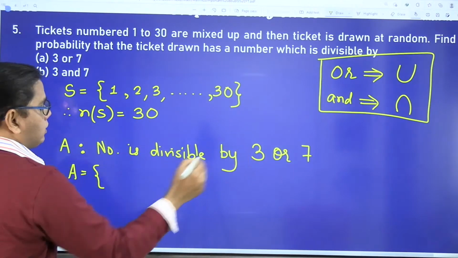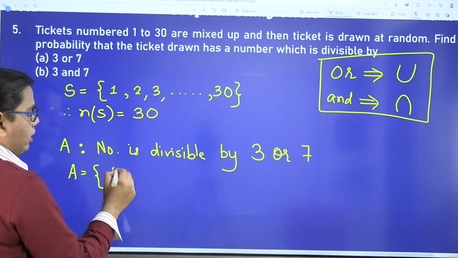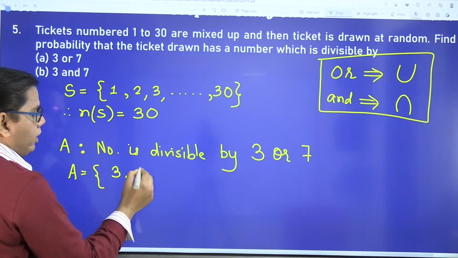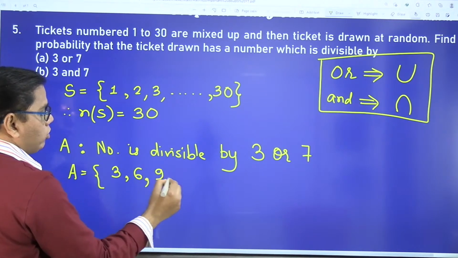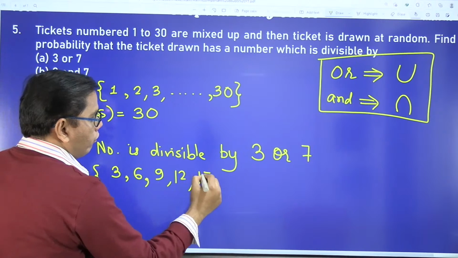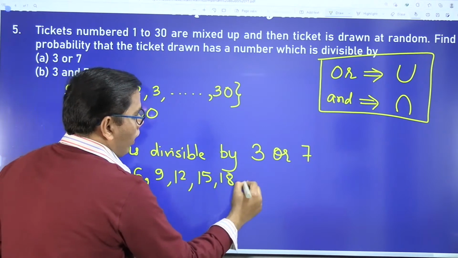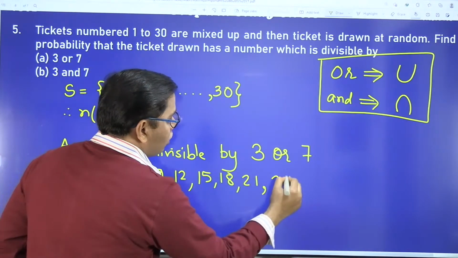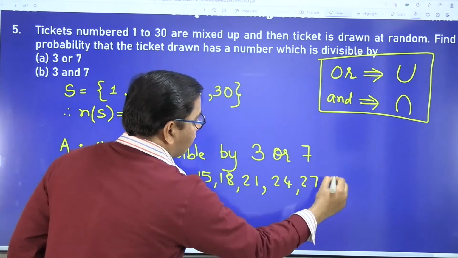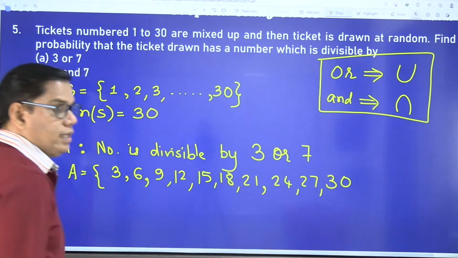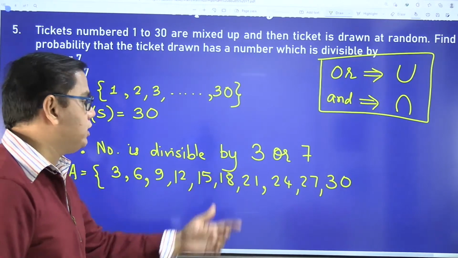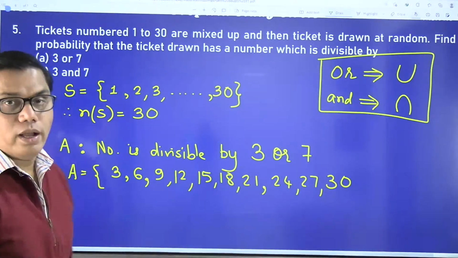So first let me concentrate on 3. Number divisible by 3 means table of 3. 3 into 1 is 3, 6, 3 into 3 is 9, 3 into 4 is 12, 15, 18, 21 and 24, 27 and 30. Okay, this is the list of the numbers which are divisible by what? 3. Now what about 7?